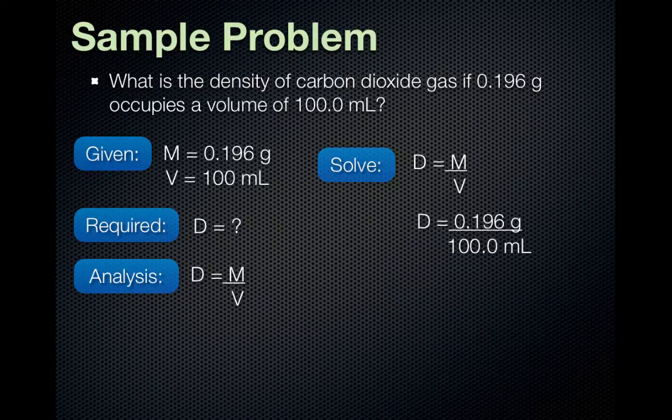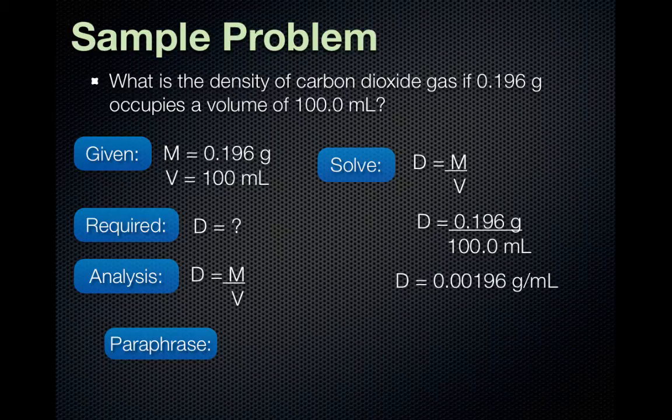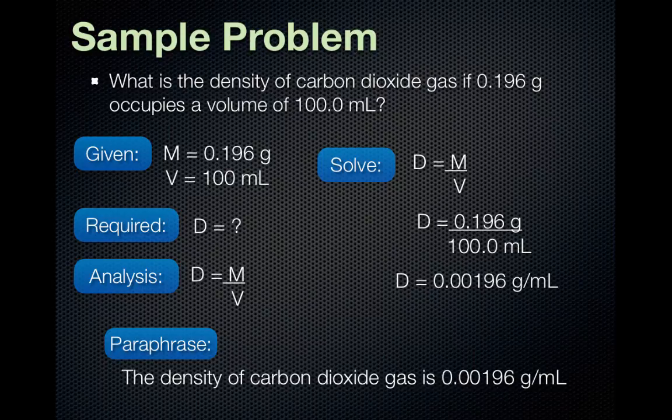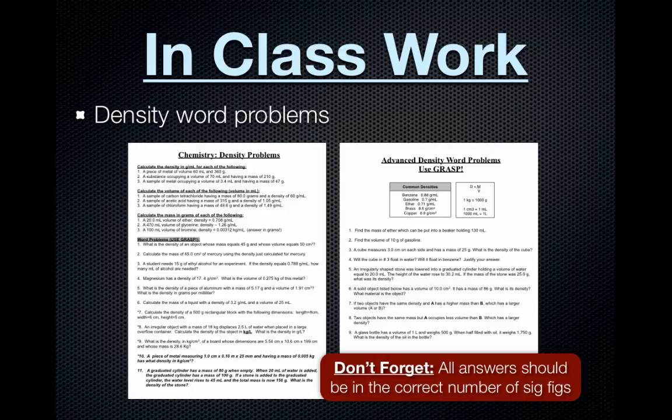Solve, D equals m over v. So you're substituting the given values into the equation. Then you plug it into your calculator. Make sure your answer is in the correct number of sig figs. Make sure that your units are present. Then you paraphrase, you write your complete sentence. Therefore, the density of carbon dioxide gas is 0.00196 grams per milliliter.